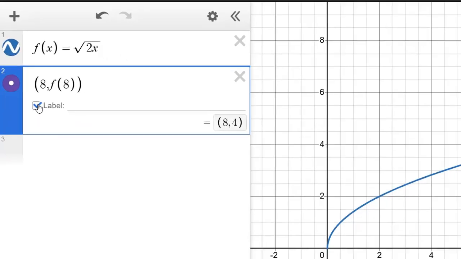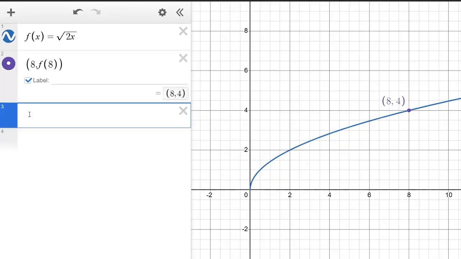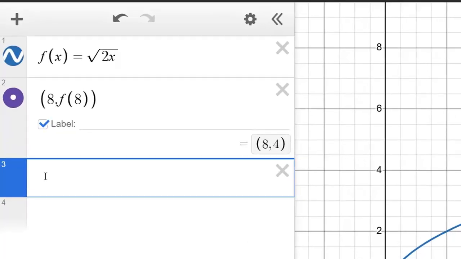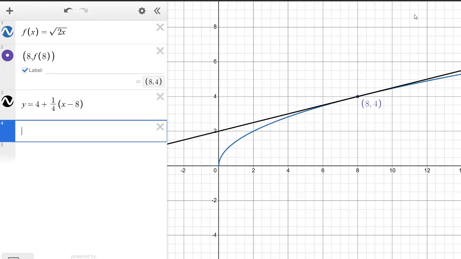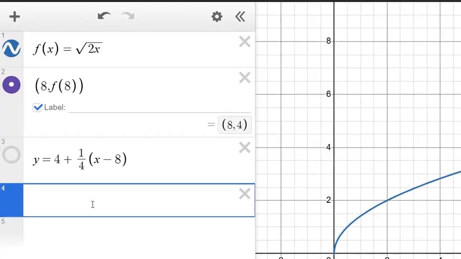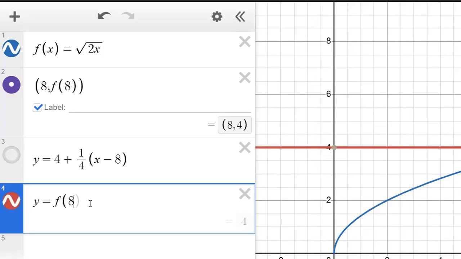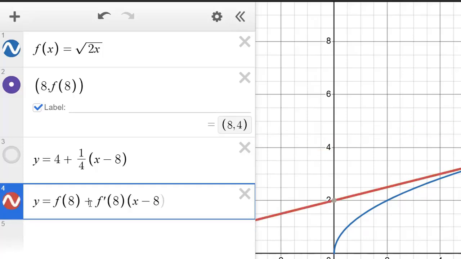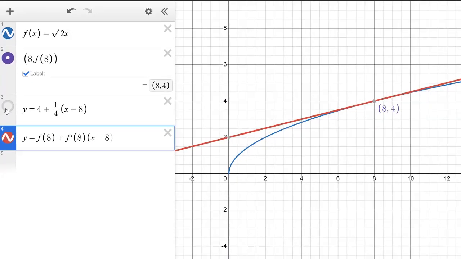We can label that point. And then in the third line, we're going to type in our equation of the tangent line. And you can see you have the equation of the tangent line graphed right there. Another neat thing you can do is you can do this all in function notation, right? y equals f of 8 plus f prime of 8 times (x minus 8). And you get the same thing. It just graphed it in red. You could see by turning them off and on, it's the same exact graph.